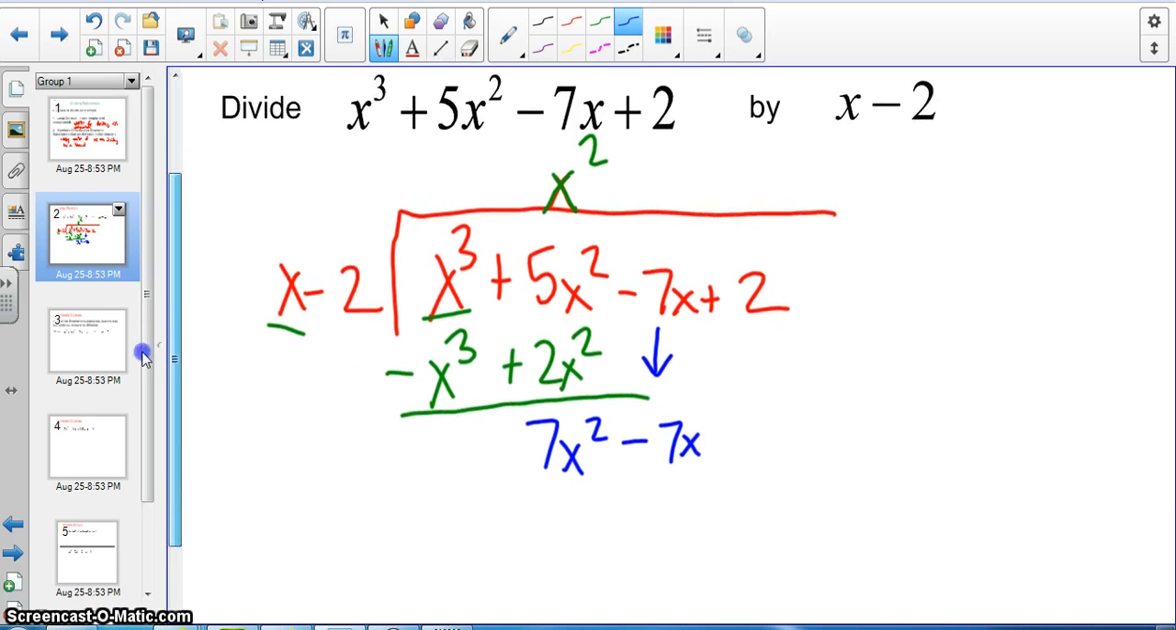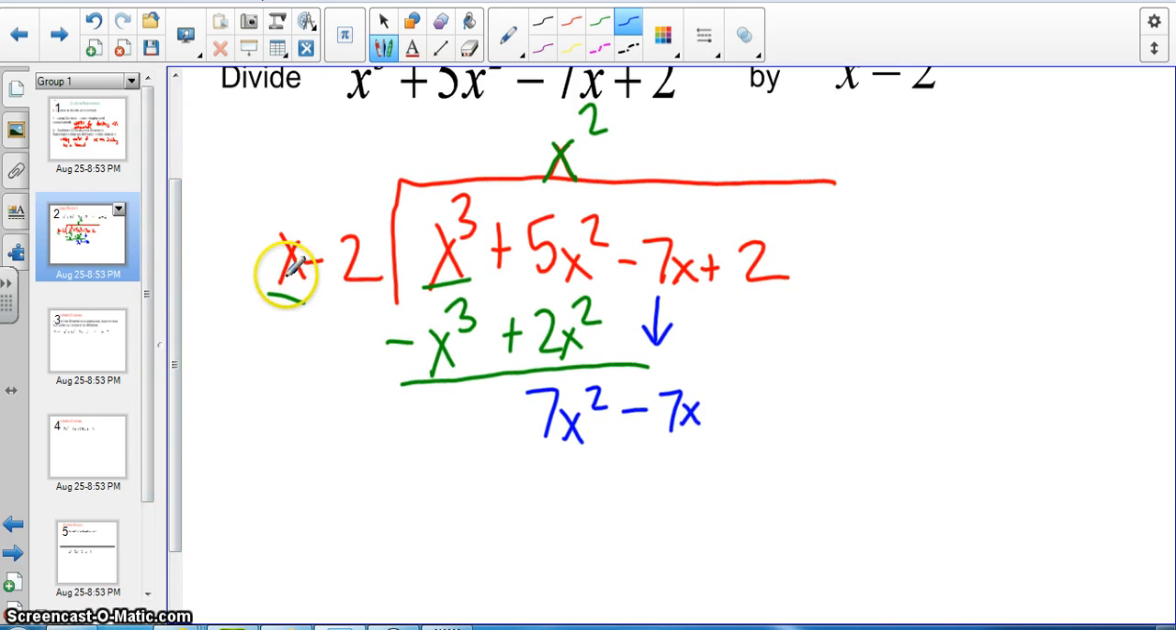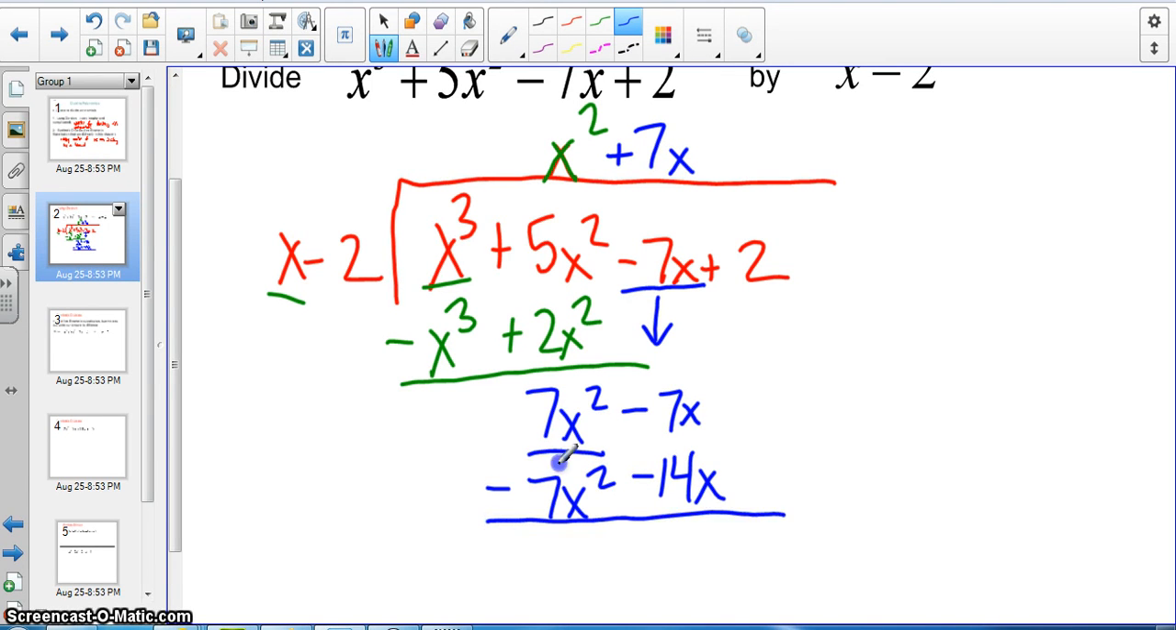Now, how many times does x go into negative 7x? I'm sorry, 7x right here. So we need at least one x, and it goes in there 7 times. So 7x times x is 7x squared. 7x times negative 2 is negative 14x. Now I can combine these, change my signs. These will cancel out. These add up to 7x. Bring this down, I have positive 2.